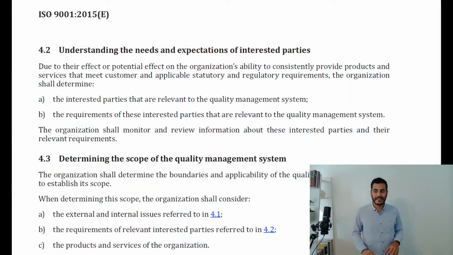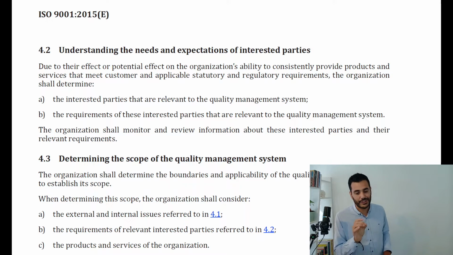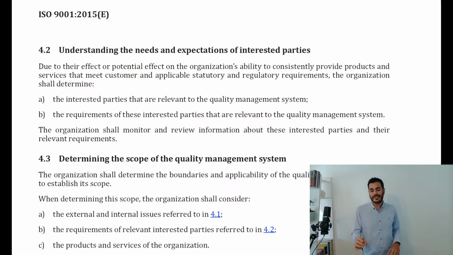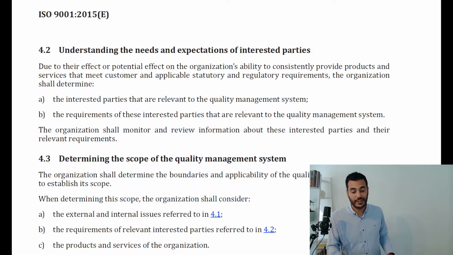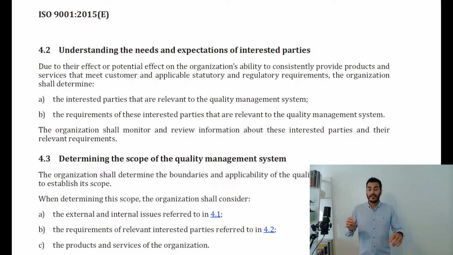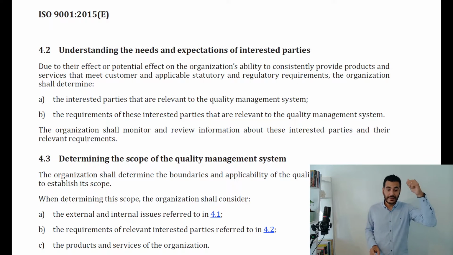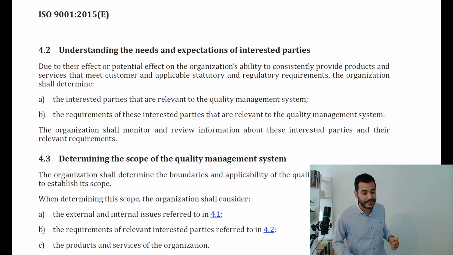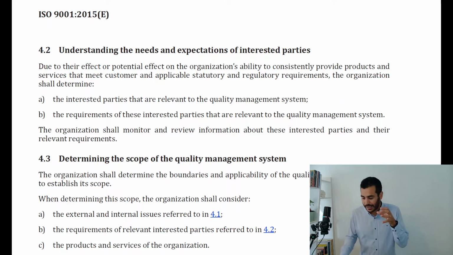So what the standard is asking us to do over here is that due to their effect or potential effect on the organization's ability to consistently provide products and services that meet customer and applicable statutory and regulatory requirements, the organization shall determine interested parties that are relevant to the quality management system and the requirements of these interested parties that are relevant to the management system. Okay, so here the standard is very clear on what we need to do. We need to make a list of all the interested parties that are relevant to your organization.